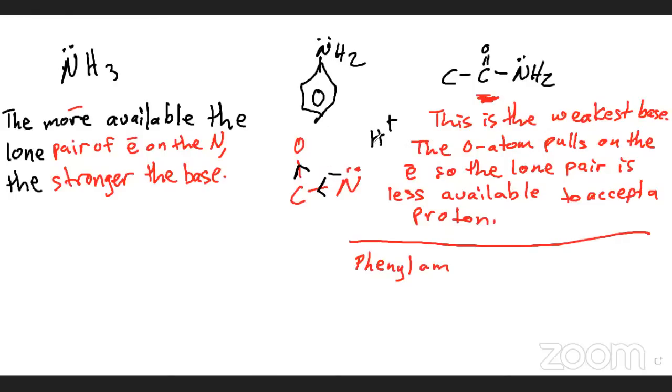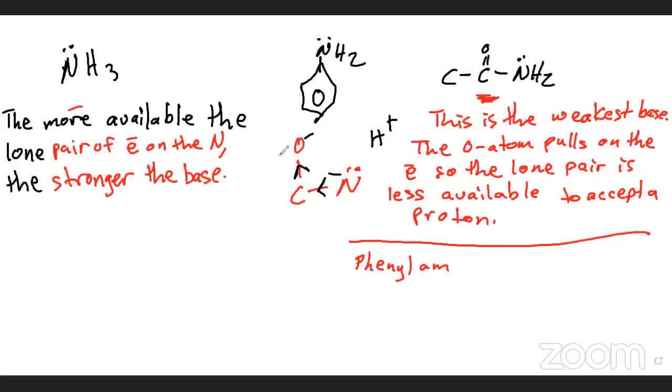All right. So but basically what happens, this oxygen, it is electronegative. And so you will have the movement of electrons towards it. All right. So once you have the movement of electrons towards the oxygen, this is not as available to take up a proton. All right.